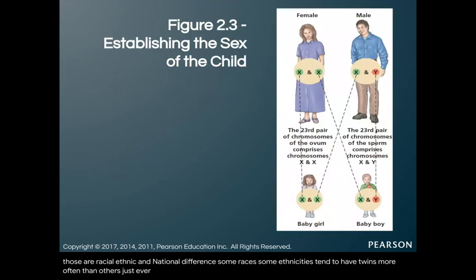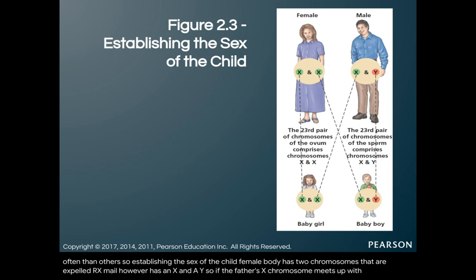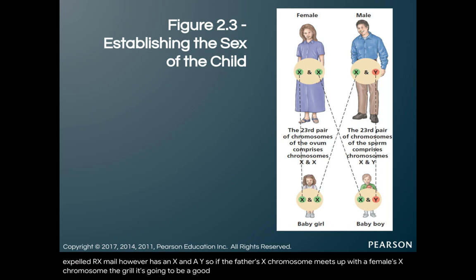So, establishing the sex of the child. The female body has two chromosomes that are X, both are X. The male, however, has an X and a Y. So if the father's X chromosome meets up with a female's X chromosome, it's going to be a girl baby. If the father's Y chromosome meets up with the mother's X chromosome, it will be a boy.